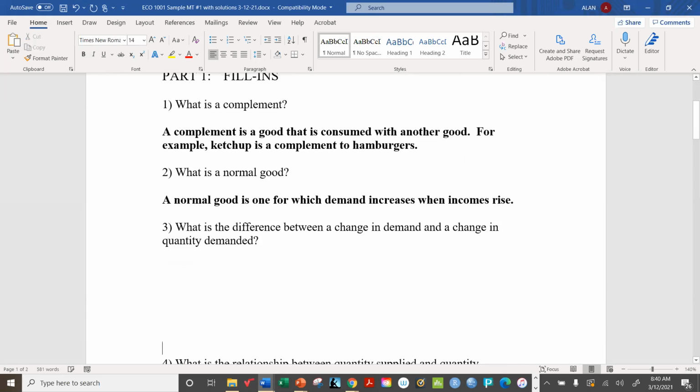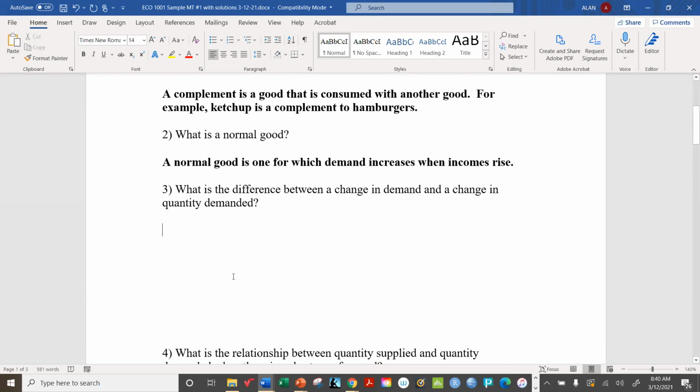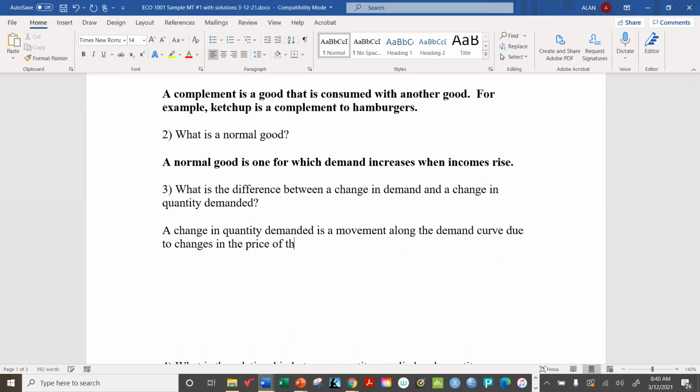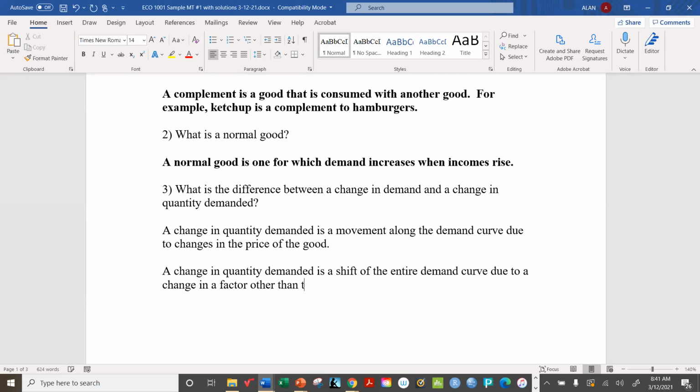All right, now this is a tricky one. The difference between a change in demand and a change in quantity demanded. So for this one, you might want to even draw a little picture. A change in quantity demanded is a movement along the demand curve due to changes in the price of the good. Whereas a change in demand is a shift of the entire demand curve due to a change in a factor other than the price of the good. It could be literally anything else.